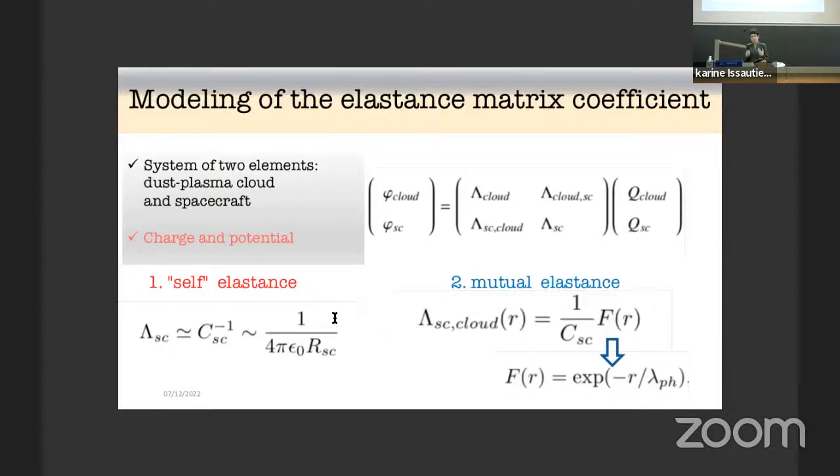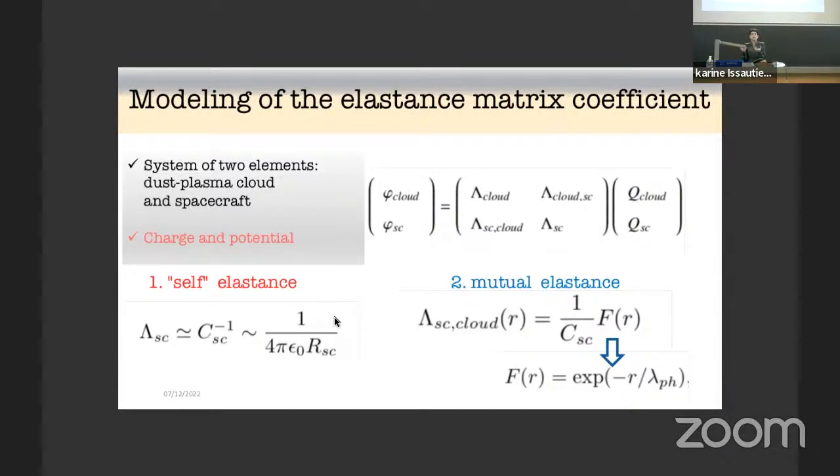First, let's define the self-elastance component, which means that we don't expect the capacitance of the spacecraft to change under the influence of the dust, because the size of the spacecraft is huge. So we expect that this self-elastance should be equal to the inverse of the capacitance of the spacecraft. The other component is the mutual elastance between the spacecraft and the cloud.